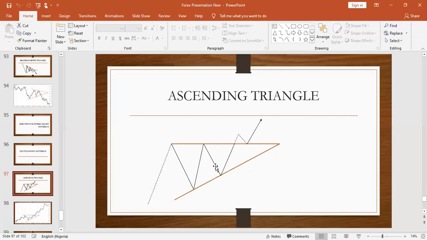So we were here after the fourth touch. After this touch, price bounces all the way up again, and what happens? Price breaks through at this point. This is the point where you confirm that the triangle has been broken out. The formation is now complete. Price breaks out of the triangle, and what happens?